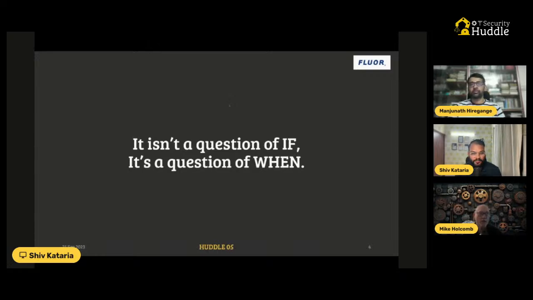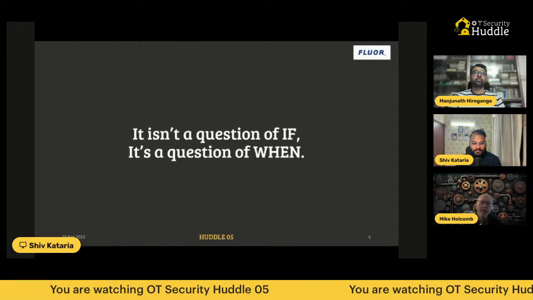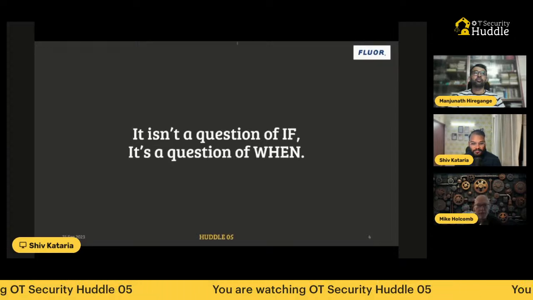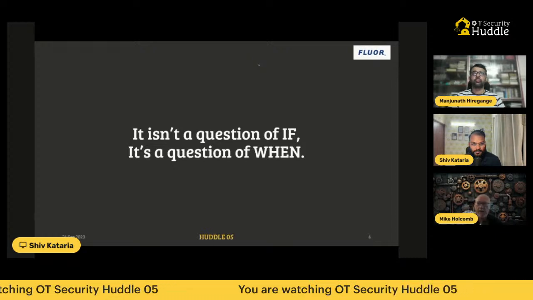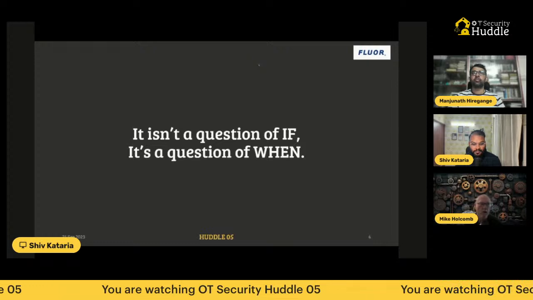But with that said, in the IT realm, we talk about incidents and breaches: it's not a question of if, it's a question of when. The idea that you are going to be compromised. It doesn't matter who you are, it doesn't matter where in the world you live, what company you work for, your organization is going to be breached. And it's just a matter of time. If it's not today, it's tomorrow. If it's not tomorrow, it's next week or next month or next year, and so on. I think you get the idea. And I firmly believe the same applies to industrial control networks as well, where it's just a matter of when.